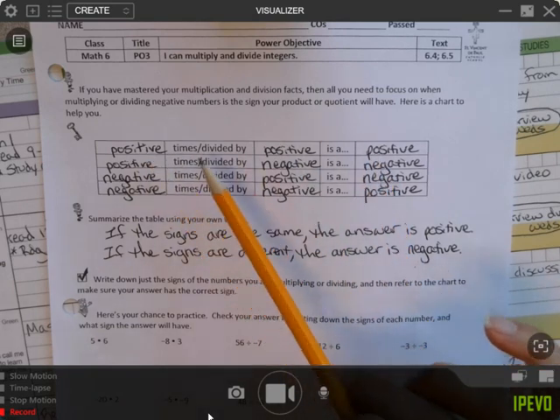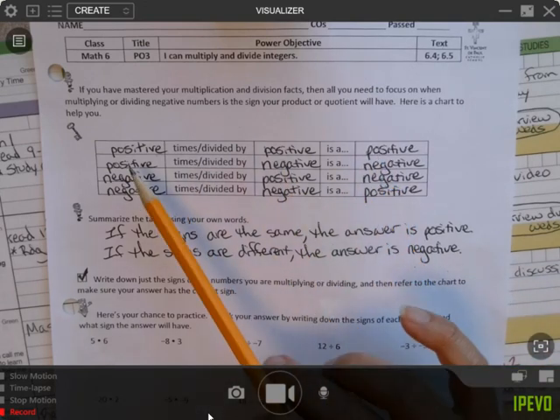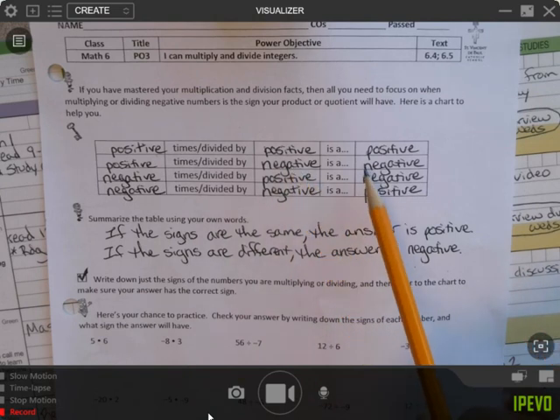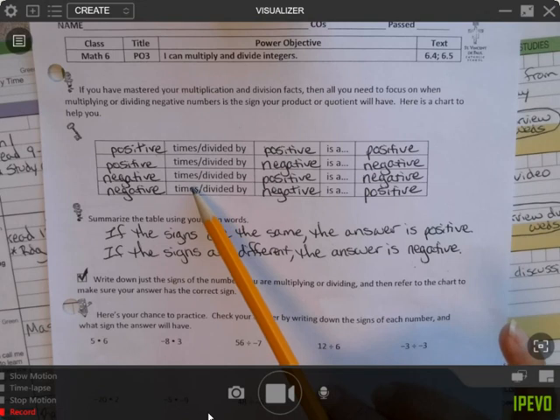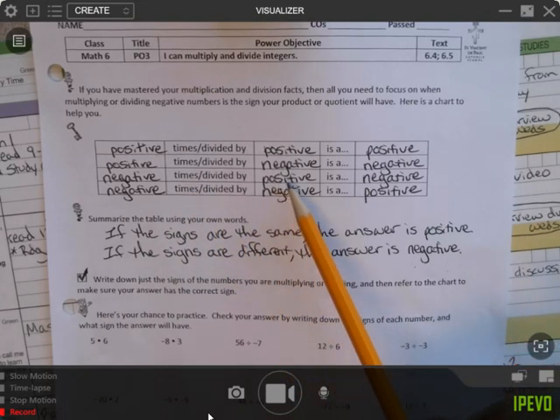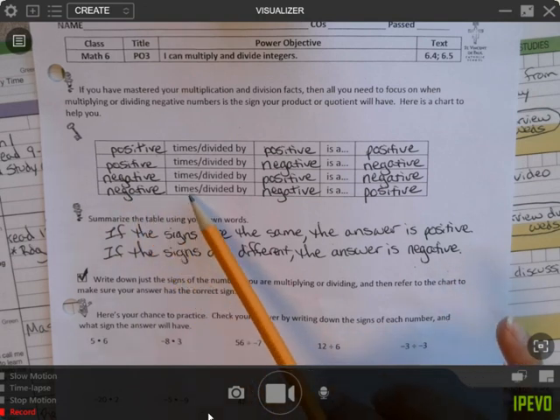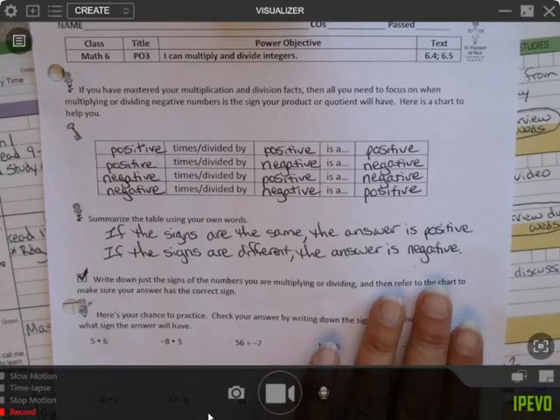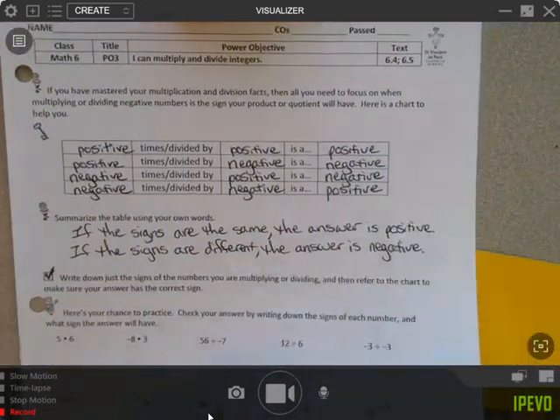So positive, multiply or divide by a positive will equal a positive. A positive multiply or divided by a negative will equal a negative. Negative times or divided by a positive will equal a negative. A negative times or divided by a negative is a positive. Okay, so what that looks like is, let me get rid of this book.